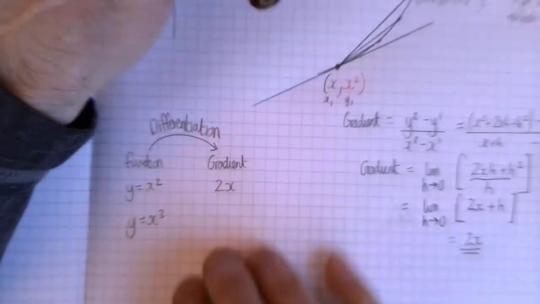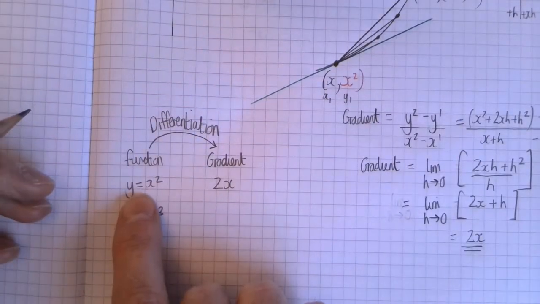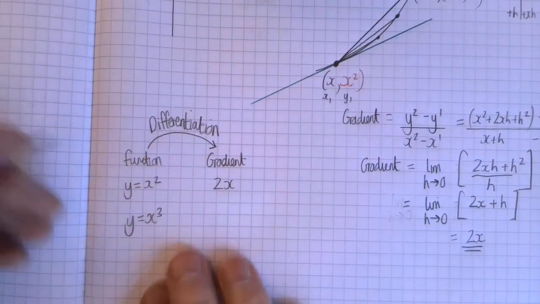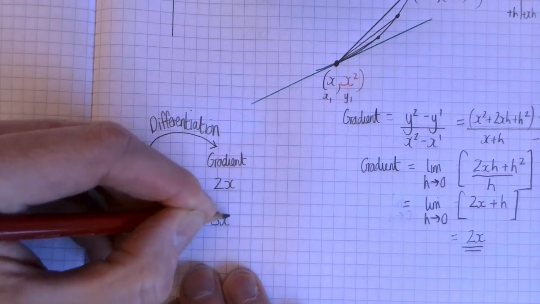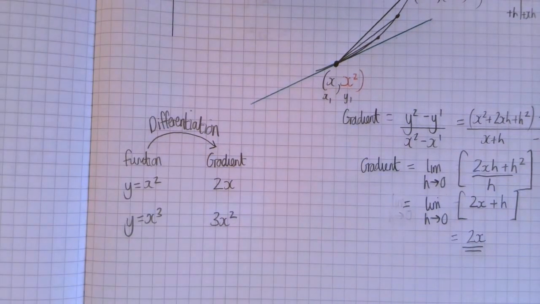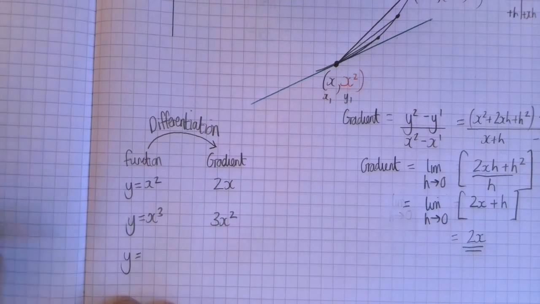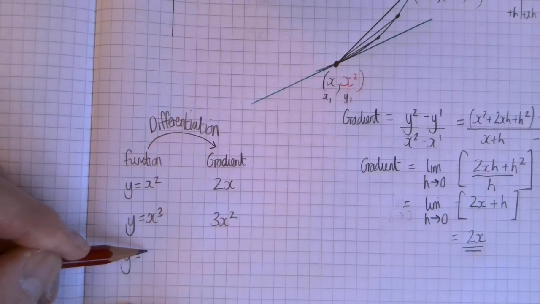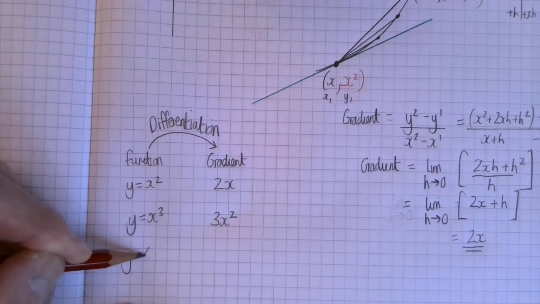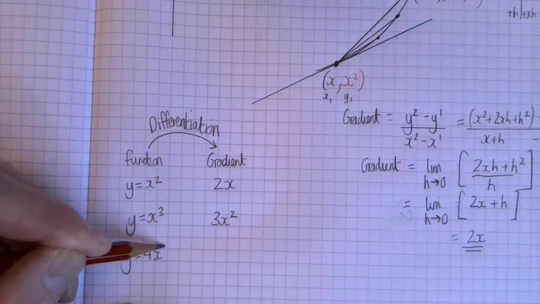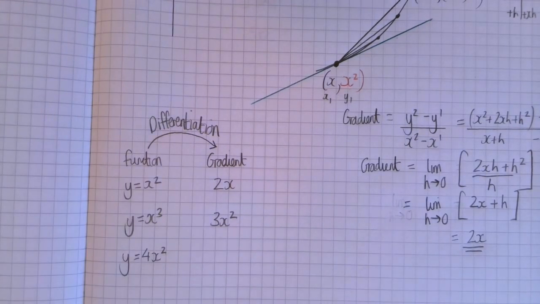Here we are. So when the function was y equals x squared, the gradient was 2x. Now it's 3x squared. Don't know if any of you can see a pattern developing maybe. I'm going to get you to do one more for me, okay? I'm not going to get you to do x to the power of 4, but I'm going to ask you to do 4x squared. Now remember, when you do 4x squared, you do x squared first, then you multiply it by 4.